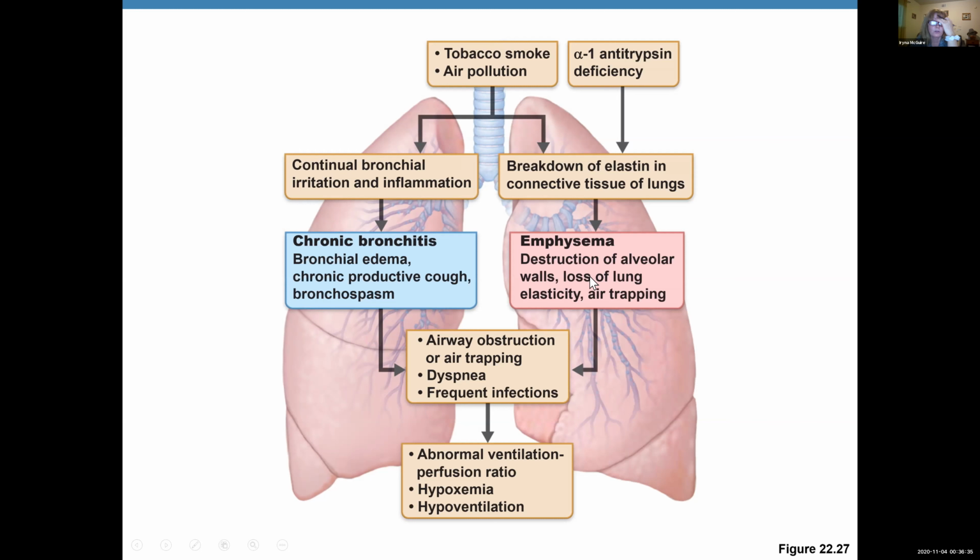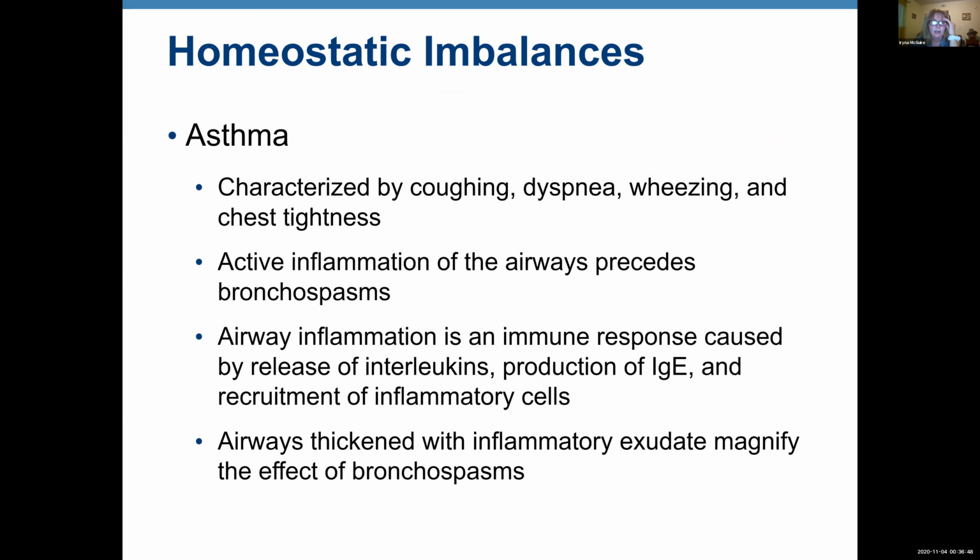Here you can see that the two major chronic obstructive respiratory diseases are chronic bronchitis and emphysema, and what both of them do is trap the air. Patients have trouble exhaling and the lungs become larger. So you trap air inside the lungs.